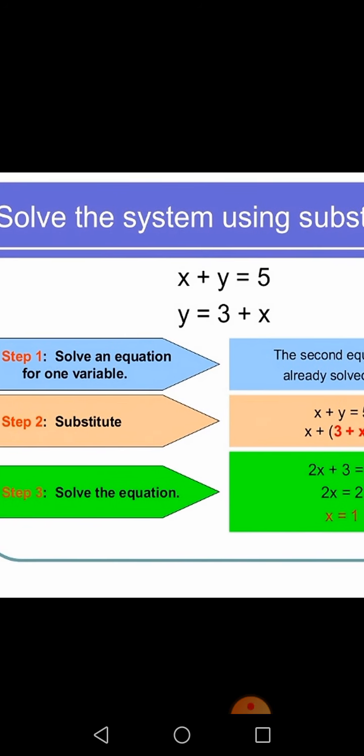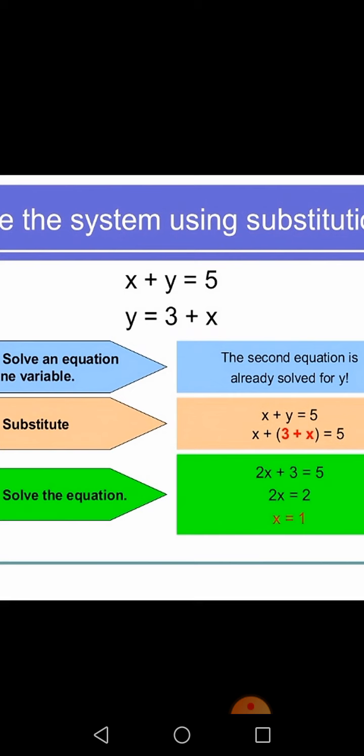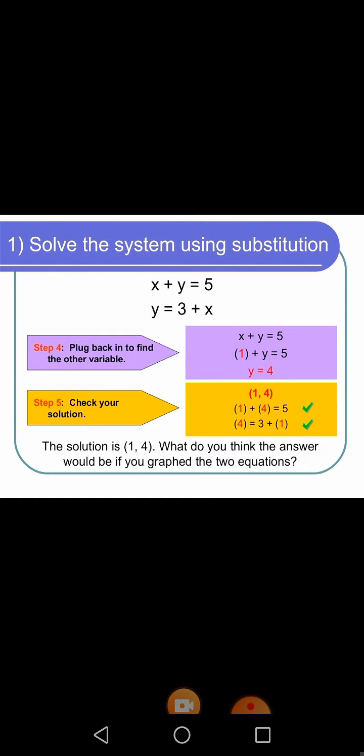Step 3, solve the equation to get x, the first variable here. I will solve it very easily, like a linear equation, to get x equals 1. Can you tell me what is the next step? Yes, I will substitute in the second equation to get the value of y. Let's see it. Plug back.